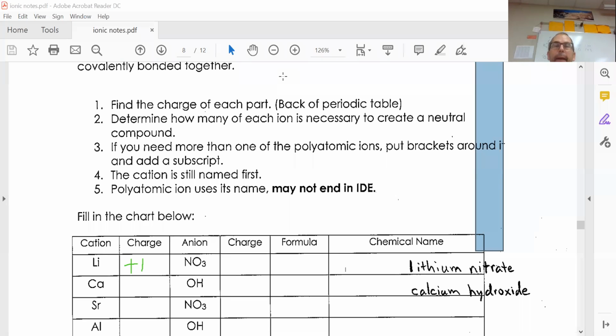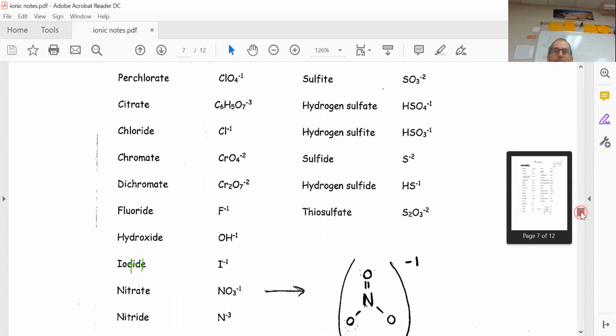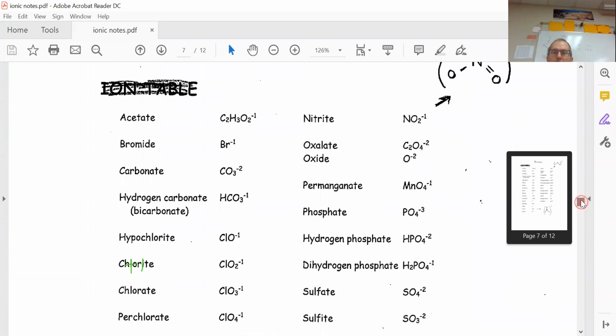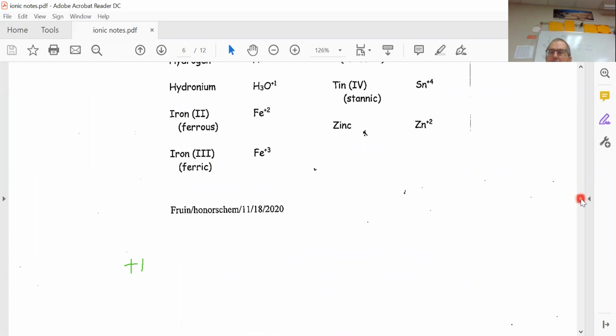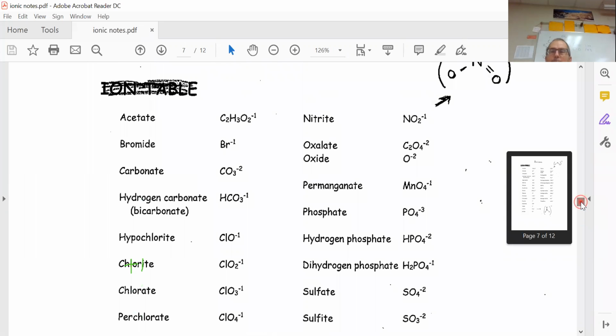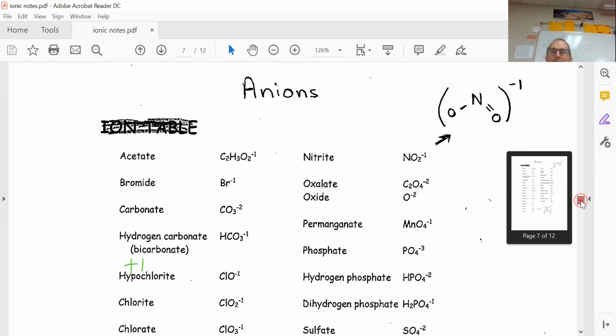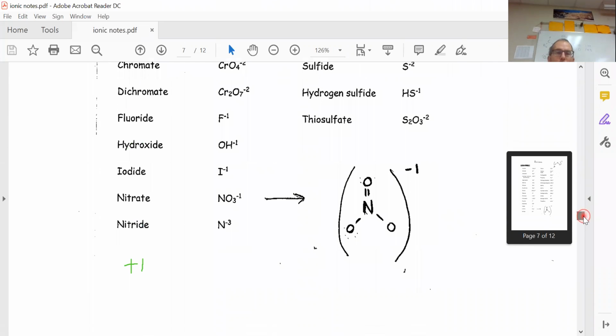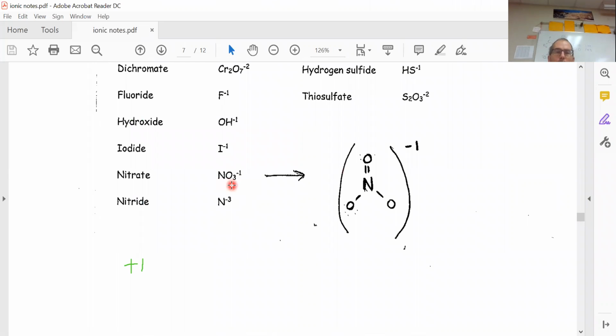So what's the charge on that? Well, that's hard to know the charge on that. Because I've got two nonmetals, nitrogen and oxygen, I have to be careful because I see an NO2 up here on the top of the anions, and then I see NO3 down here, NO3 -1. And what that means is this whole covalently bonded molecule, NO3, carries a -1 charge.